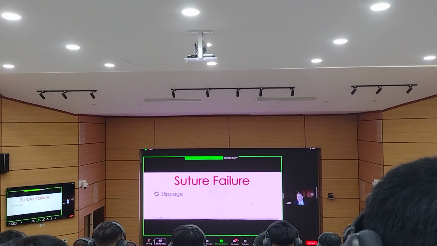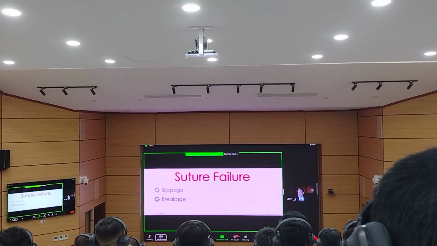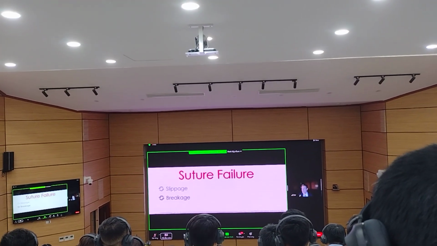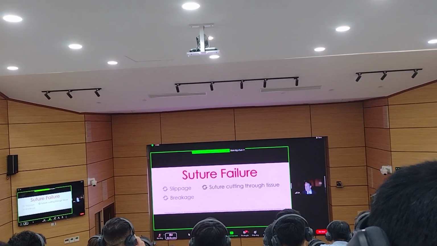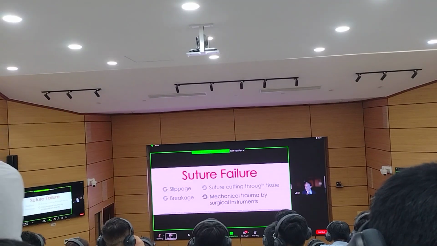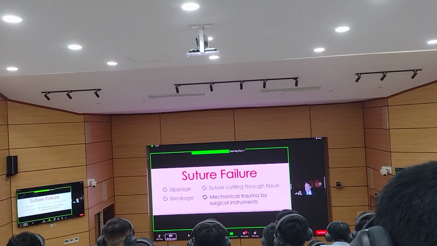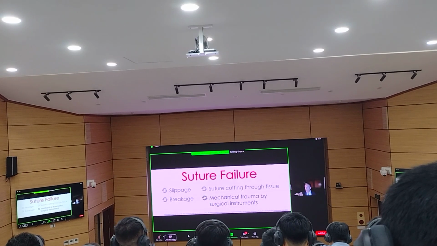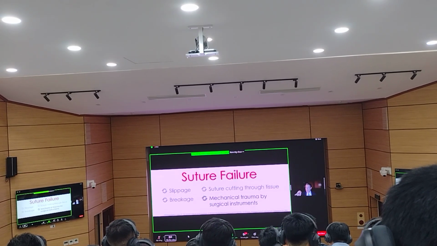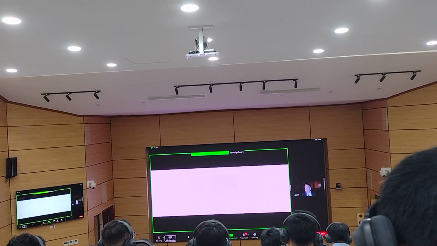When sutures fail, it is going to be either by slipping, they're going to break, or they're going to cut into tissue, or ultimately, we as practitioners are going to damage this suture material with our instruments. We're going to create kinks that are going to weaken them, and then they're going to fail.